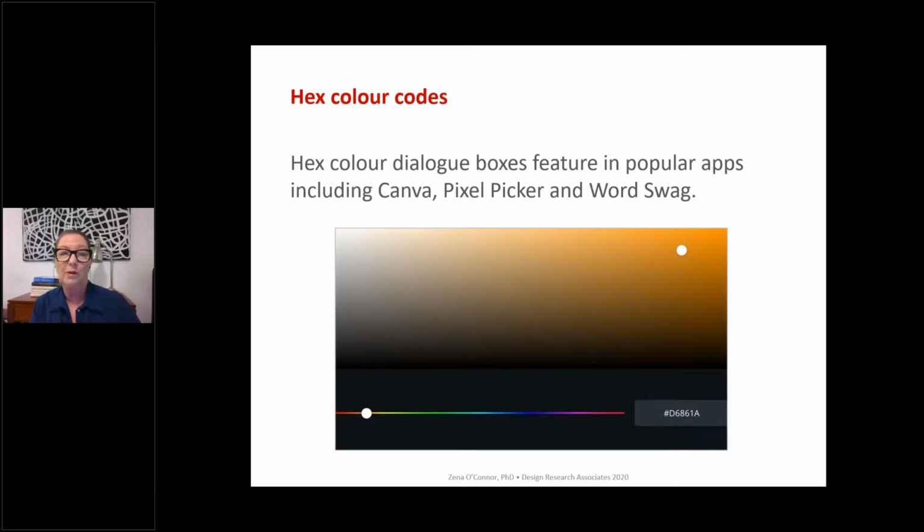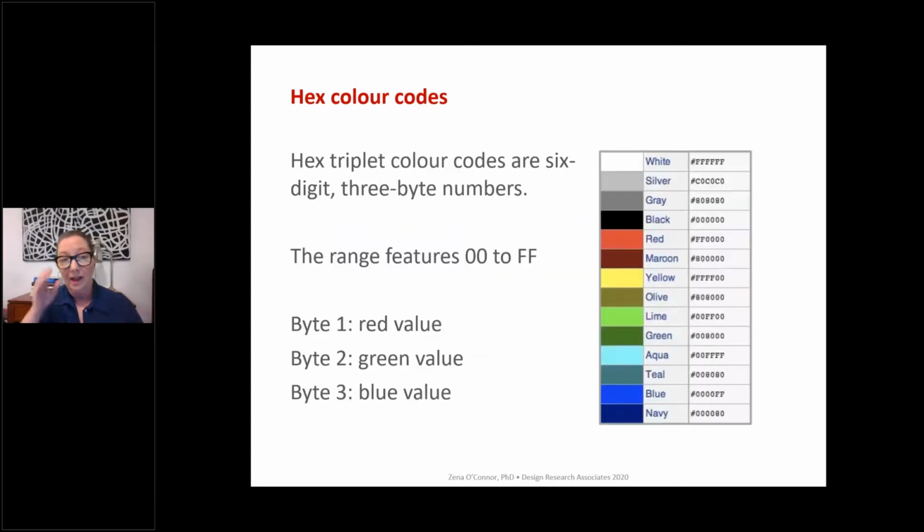This is the colour dialog box from Canva, but it's also a similar colour dialog box for Pixel Picker, WordSwag, and so on. So the colour protocols for hex codes involves a 6-digit, 3-byte hexadecimal number. 1 byte represents a number in the range 00 to FF, and there are 3 sets of bytes. Byte 1 is the red value, byte 2 relates to the green value, and byte 3 relates to the blue value.